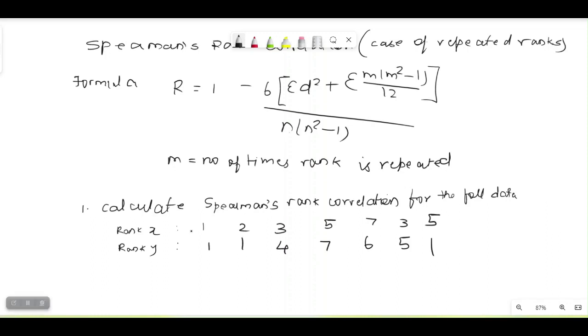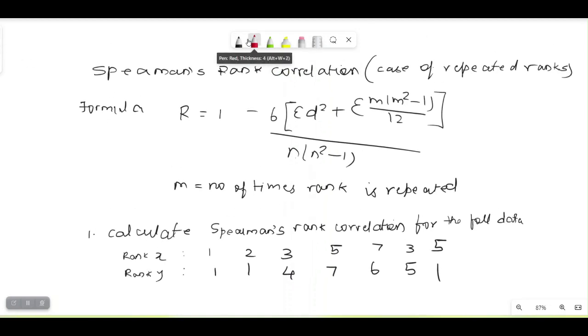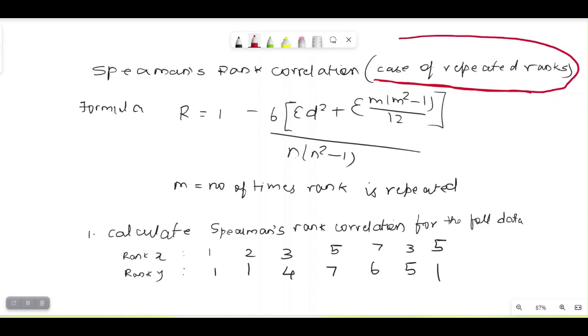So right now we are going to solve a problem on Spearman's rank correlation, but only in the case of repeated ranks. Since it is slightly difficult, we are going to do only the case of repeated rank. The case where ranks are not repeated is very easy. You just have to take rank X and rank Y, then take D, and then D square, and then use the formula.